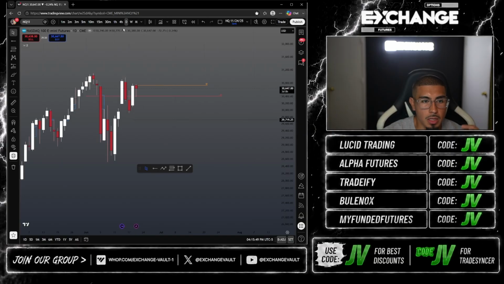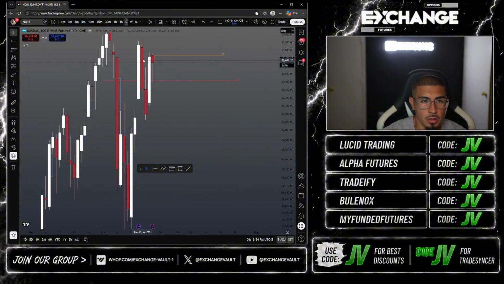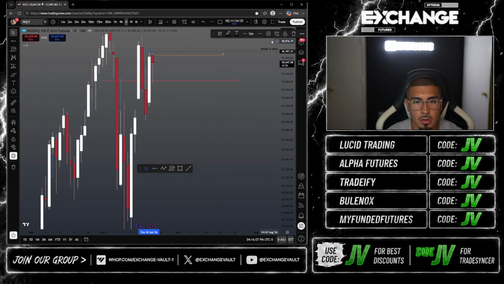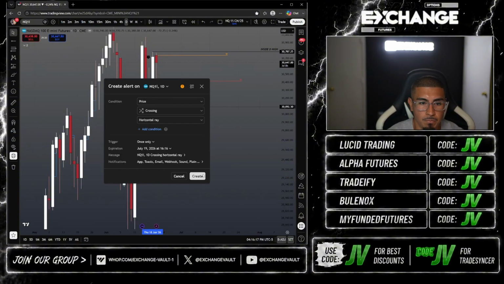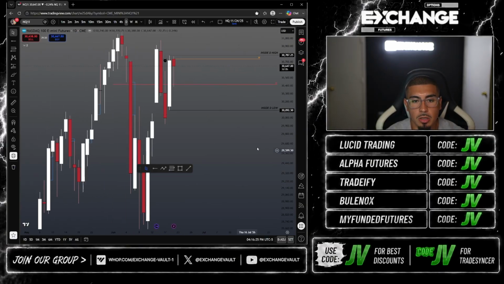So if we look at the daily time frame here, it looks like so far we close inside this daily candle. So that means we have an inside daily candle. So this is going to be my inside daily high. All right, I'm just gonna set an alert here, and this is going to be my inside daily low. Set alert, inside daily low.